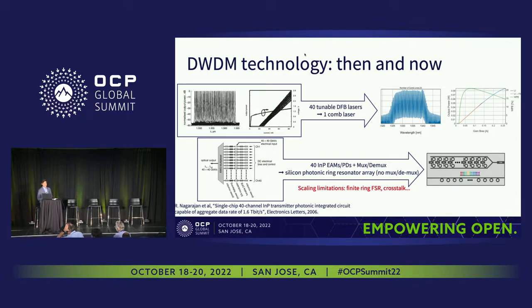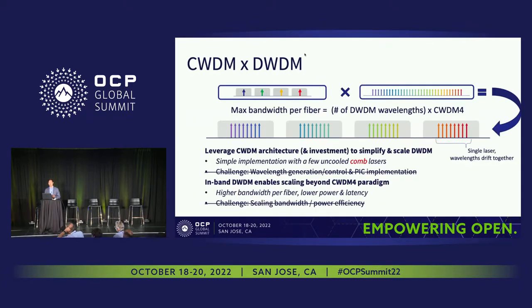But what we realized at Quintessent was that with the combination of these multi-wavelength single cavity comb lasers and DWDM silicon photonics, we can enable a new architecture that leverages the best of both CWDM and DWDM and solves the challenges that are associated with each. And so what that looks like is DWDM wavelengths over CWDM bands. Conceptually, you can think of it as we're basically taking the maximum achievable bandwidth per fiber with a CWDM4 implementation and multiplying that by whatever number of DWDM wavelengths we're choosing to use.